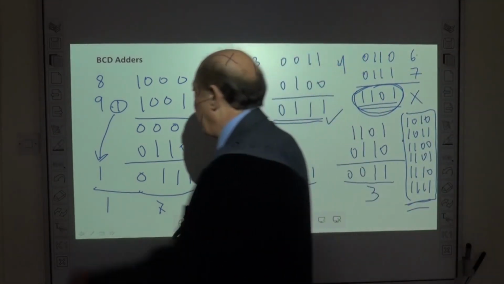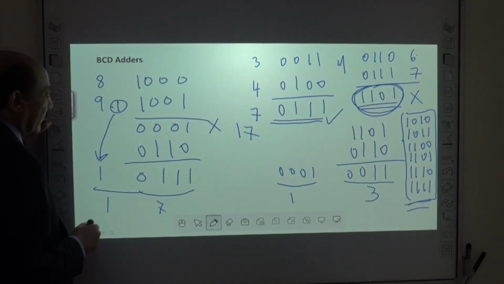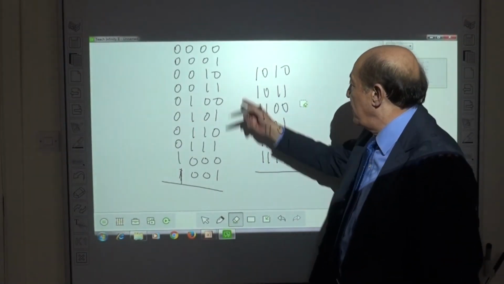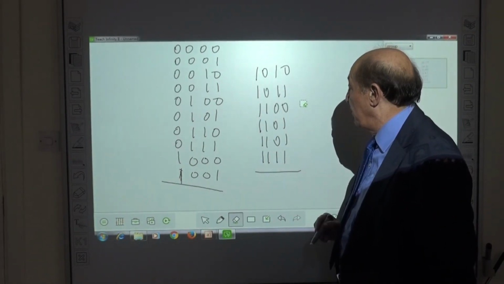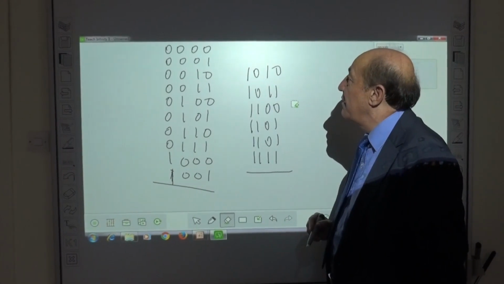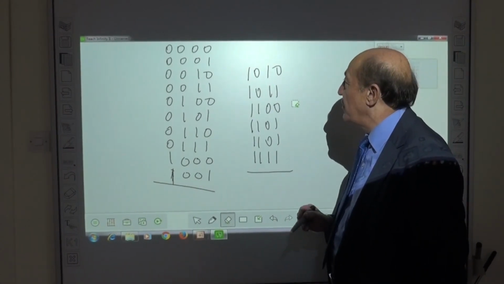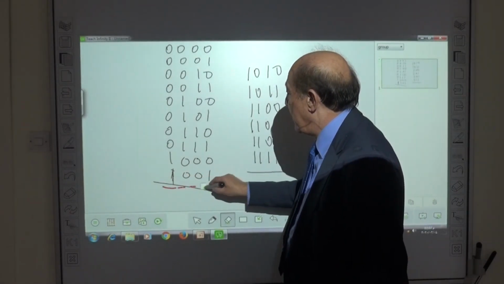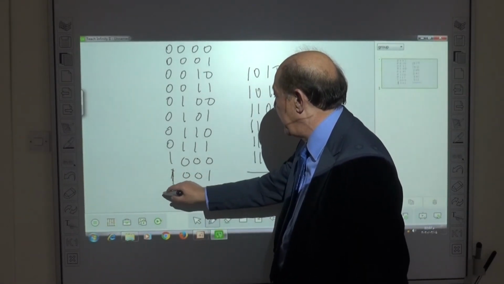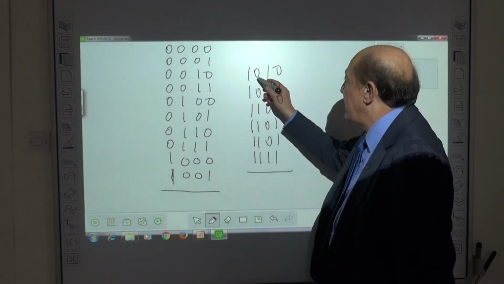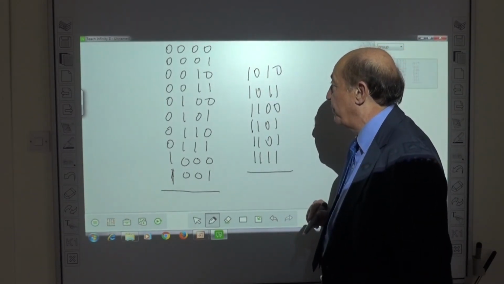I think I have the table. If not, I wrote all the 16 states that we can generate from 4 bits. The first 9 are valid BCD digits. These are invalid digits.